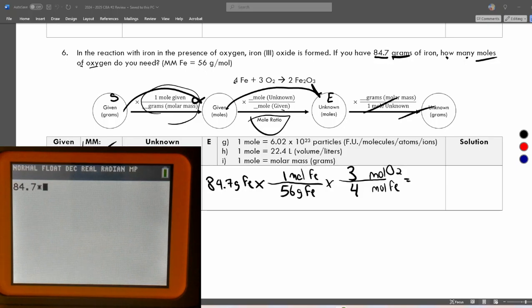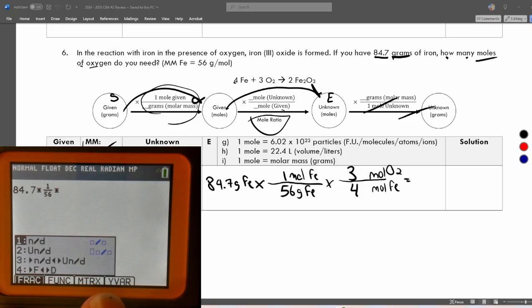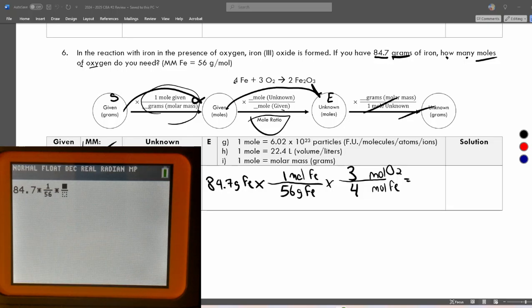$84.7 times, let's make ourselves a fraction, 1 over 56 grams, times another fraction, 3 over 4. We hit enter and there's our answer, 1.13. Whoops. 1.13 moles of O2. All right, good job, us. We're halfway done.